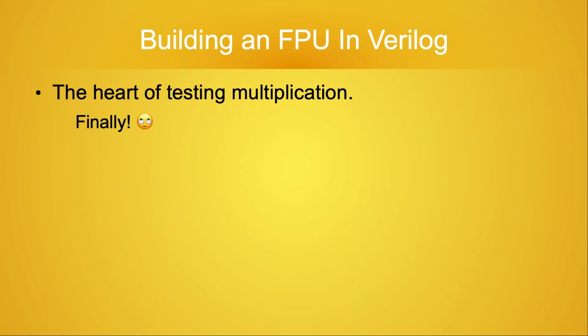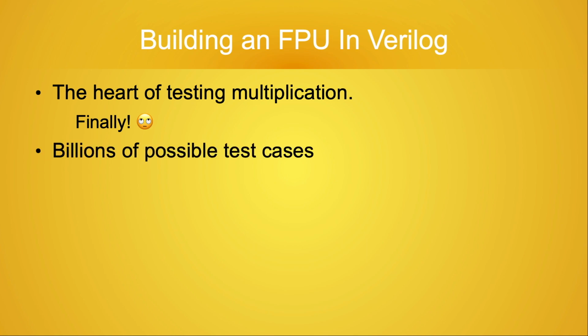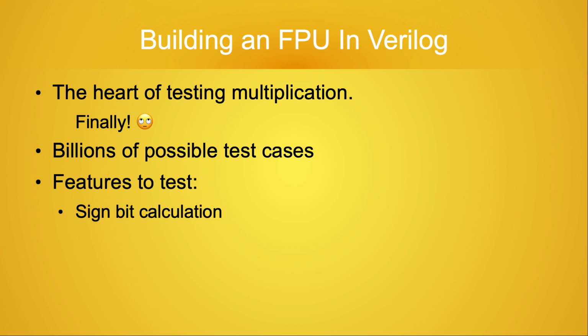Okay, we're to the part where we really have to think carefully about how we select test cases. If we were to test all of the normal times normal, subnormal times normal, and normal times subnormal cases, we would end up with billions of test cases, and as mentioned before, that just isn't practical. What kinds of things do we need to test which would be representative of the corner cases? A quick list might be: make sure that the sign bit is always calculated correctly.